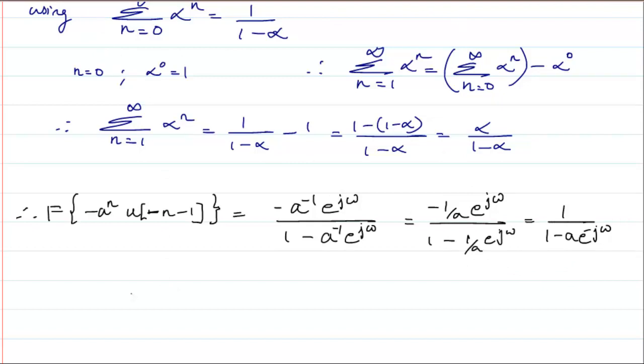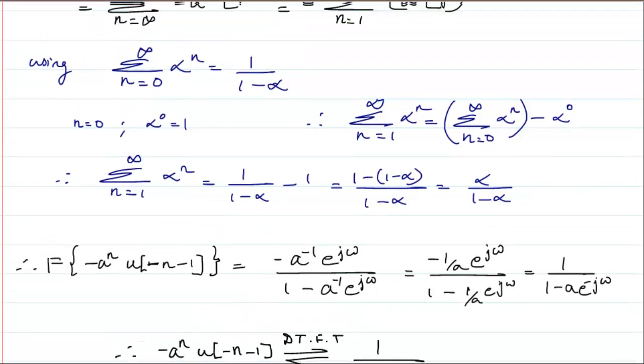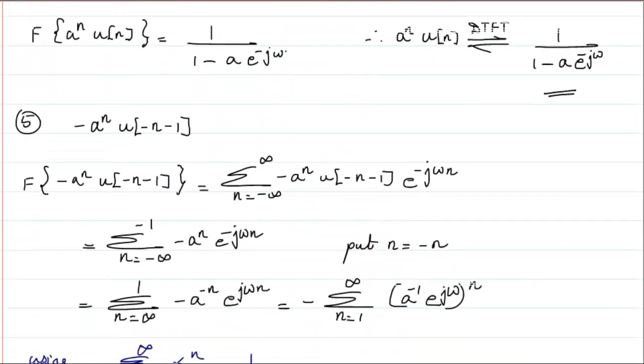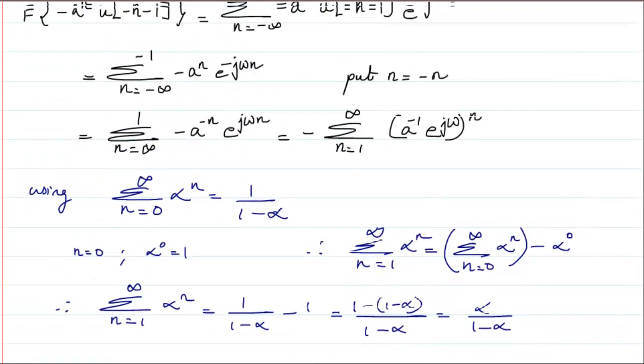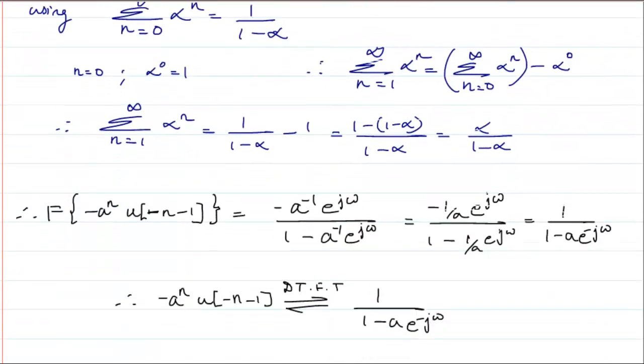Therefore, for a raised to power n u of minus n minus 1, the discrete time Fourier transform is going to be 1 divided by 1 minus a e raised to power minus j omega. Now what is interesting here is that this value and this value, both of them, you can have a look, are actually one and the same. So whether it is a left-handed sequence or a right-handed sequence, the DTFT is going to be one and the same.